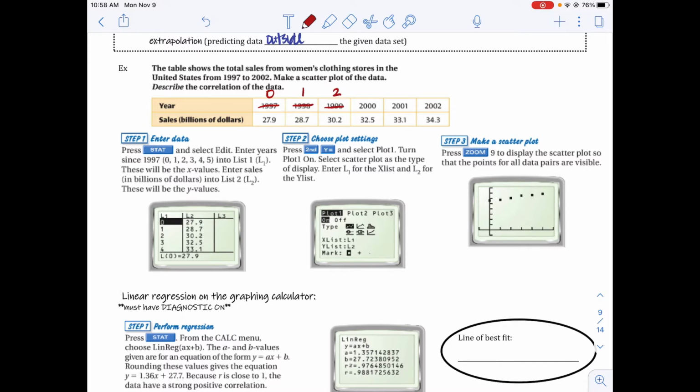And this helps us because when we get our y-intercept value, we're not going to have a y-intercept value of year 1997. It's way more accurate if we adjust these numbers starting at 0. Okay, and year is going to be our x, sale is going to be our y. X is the same thing when we enter our data. We're going to enter it into L1. Y, we're going to enter it into L2.